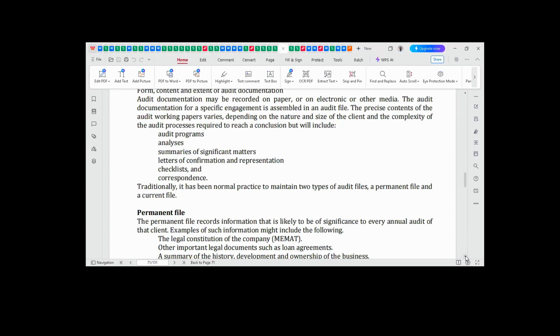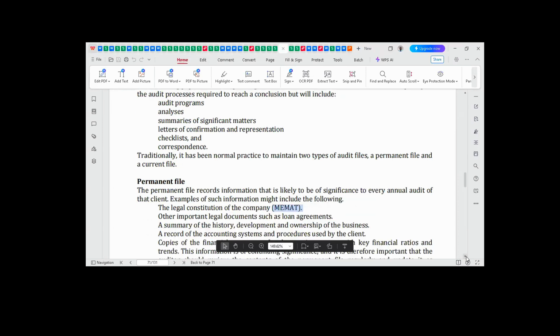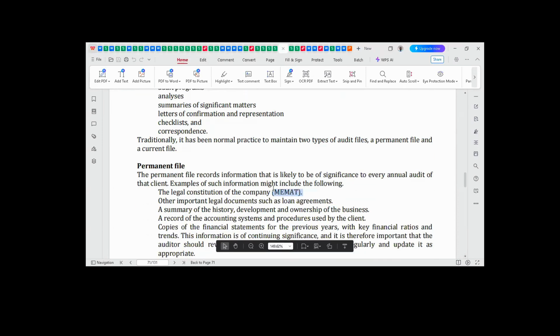From what we are going to discuss now, you'll see that this information does not change. Number one, you have the legal constitution of the company. So, class, can anybody tell me what is meant by the constitution of the company, this word here? You can see my screen, this is what I highlighted. What does it mean? You can tell me. Let's be fast. Who wants to give it a try?